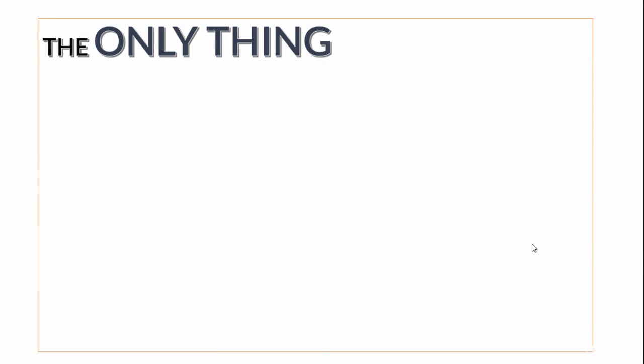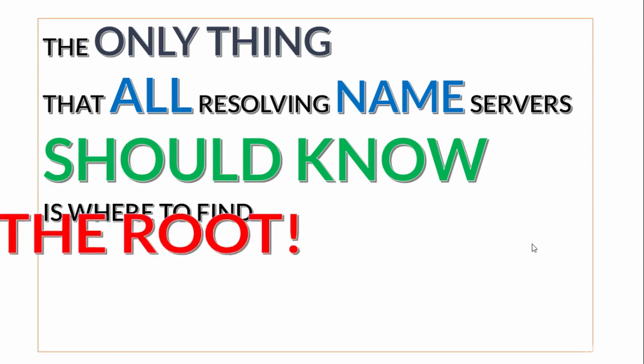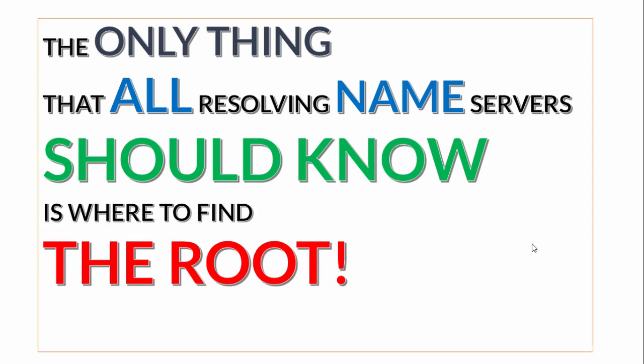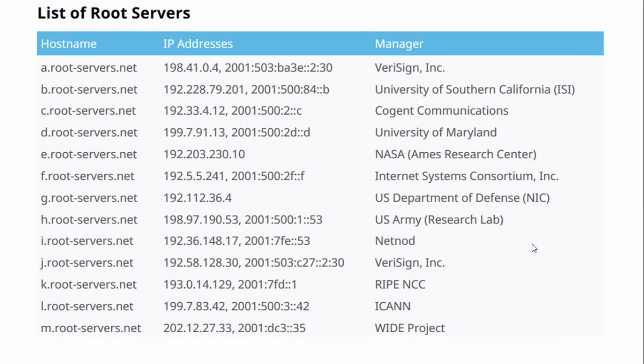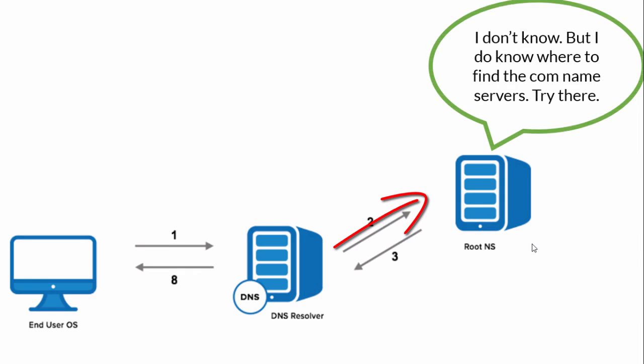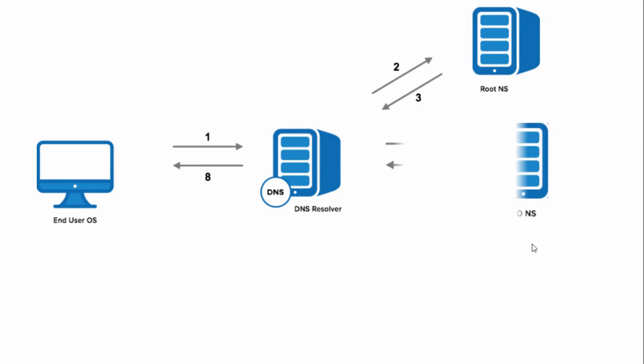The only thing all resolving name servers should know is where to find the root name server. That is, they know the IP address of the root servers. There are 13 root servers all over the world. The resolving name server will contact the root server near to it. The root server will reply with, "I don't know, but I do know where to find the COM name servers. Try there." The COM name servers are called the top level domain name servers or TLD name servers.